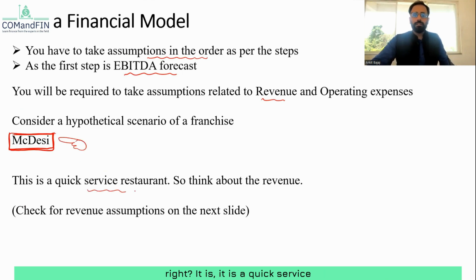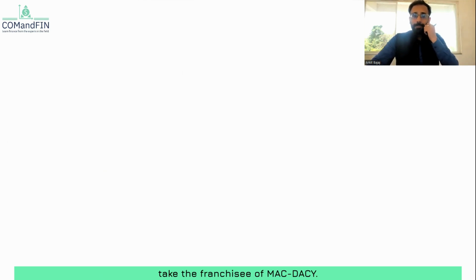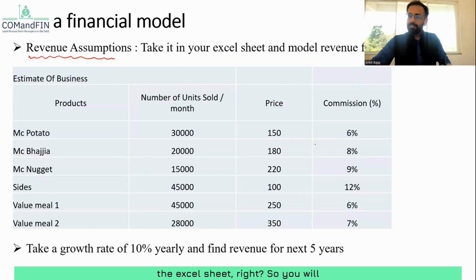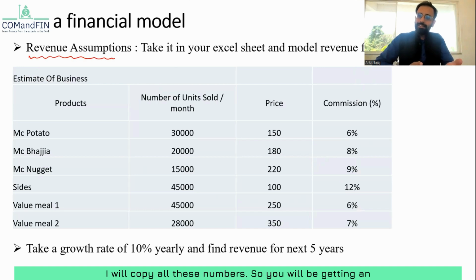It is a quick service restaurant, and you have decided to take the franchisee of McDaisy. Now, here, if you see, revenue assumption is given, right? Now, we will take these values into the Excel sheet. You will get access to the Excel sheet and also this PPT. So I will copy all these numbers in front of you, so you will get an idea of how to proceed when you prepare the model.